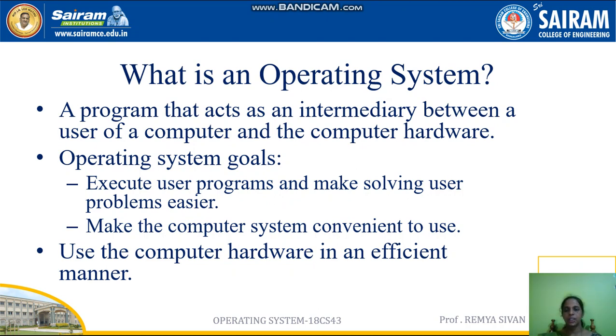And the operating system goals are, there are two main goals. The primary goal is user convenience and the secondary goal is efficiency. The primary goal, user convenience, is to execute user programs and make solving user problems easier, and to make the computer system convenient to use. And the secondary goal is efficiency: use the computer hardware in an efficient manner.